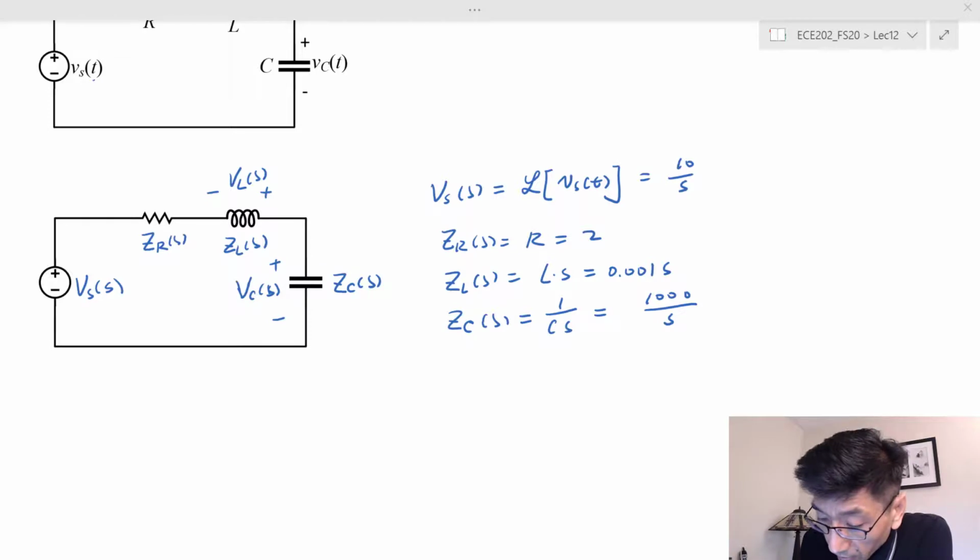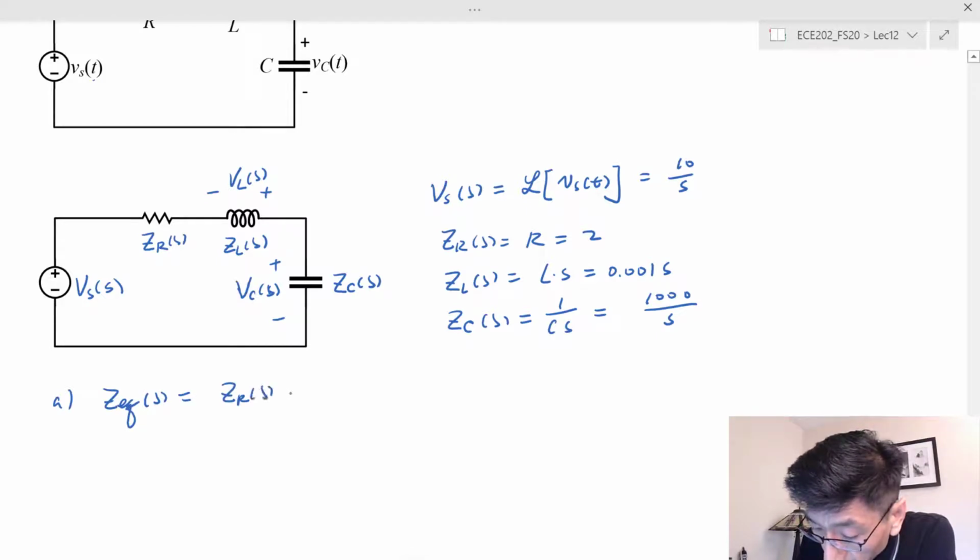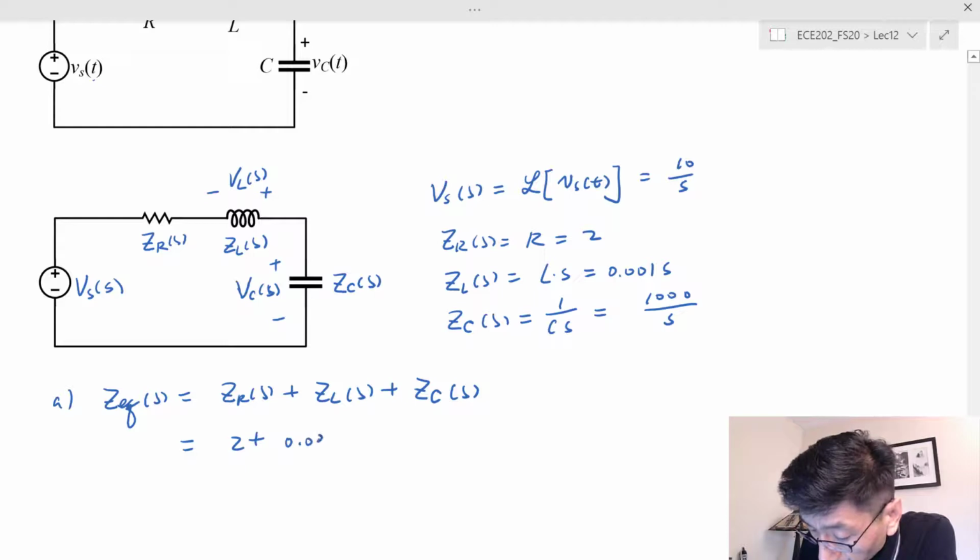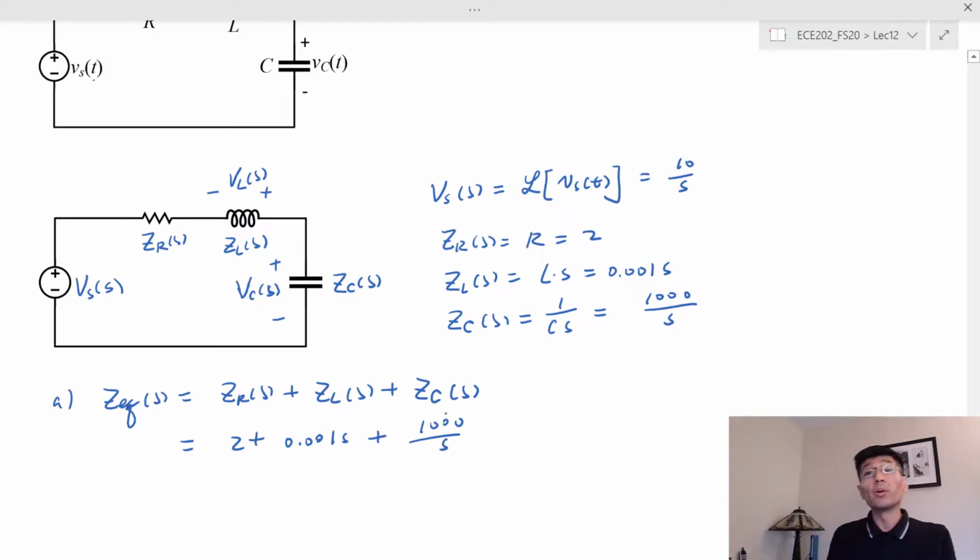So the first one here is very easy, because Z sub EQ of S is just equal to the sum of Z sub R plus Z sub L plus Z sub C, which is 2 plus 0.001 S plus 1000 over S, or 1 over 0.001 S, right? So this is the equivalent impedance.